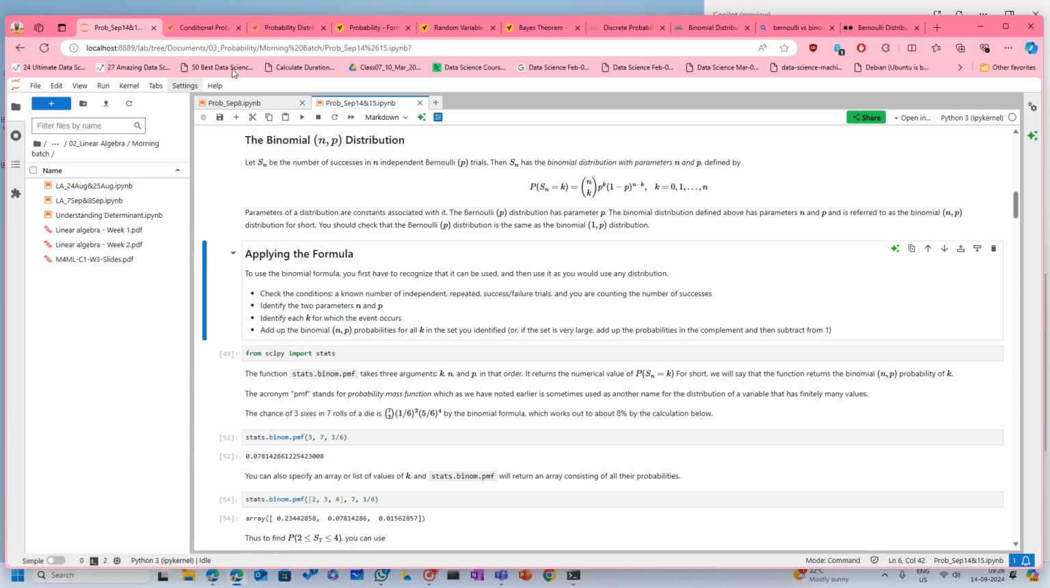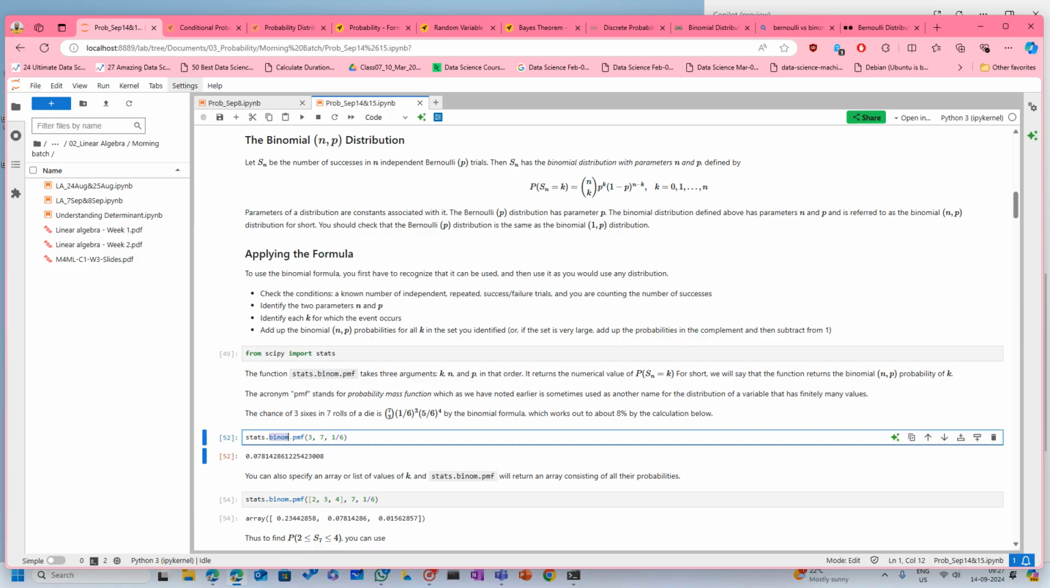For us, we don't worry about all this theory. We go straight to the functions. So we have the SciPy library. From there we import stats, and for stats you can apply binom directly, and you can calculate the probability mass function of 3, 7, 1 by 6. I will explain what these are.